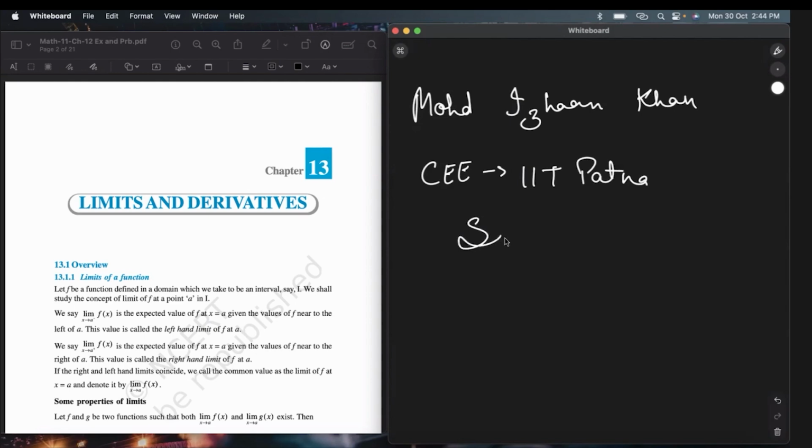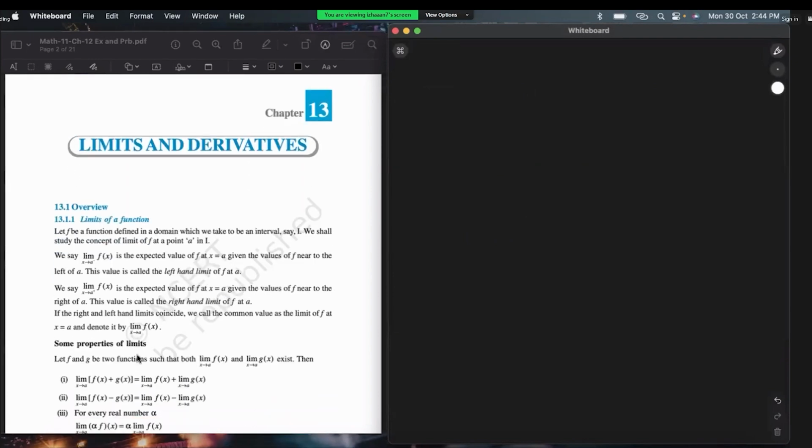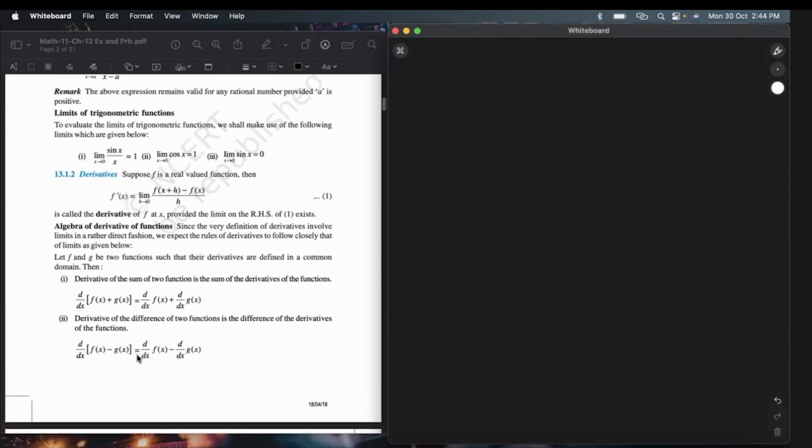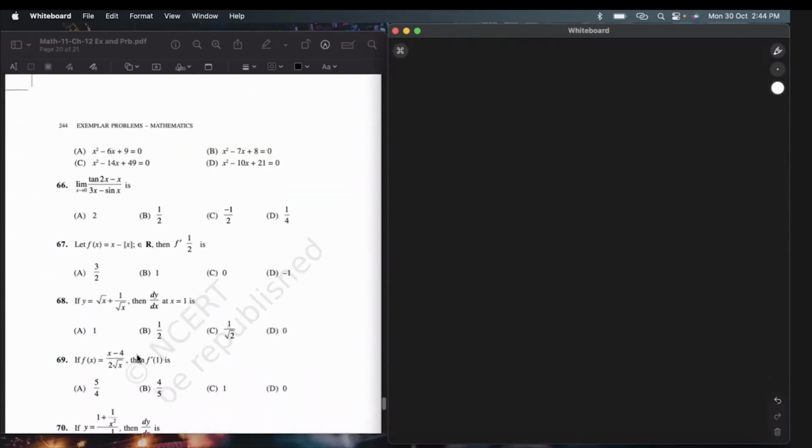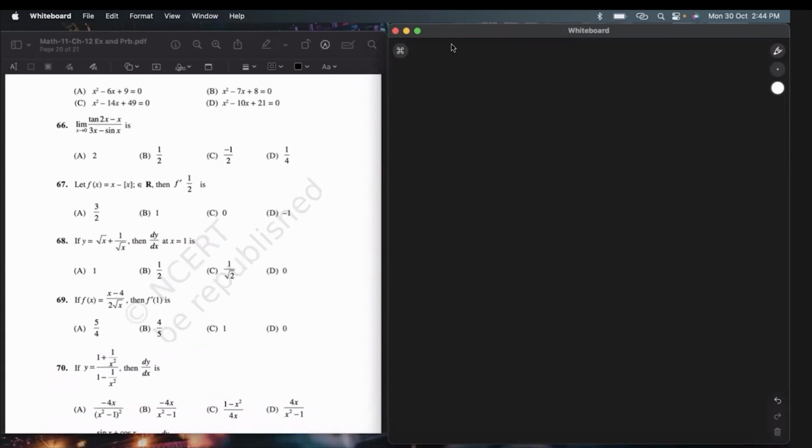I'm a sophomore in my college, and so yeah, let's start our topic on limits and derivatives. In my previous classes, I had done the question number 65, so I'll just take on from what is left. Alright. So from question number 66, I'll take on.